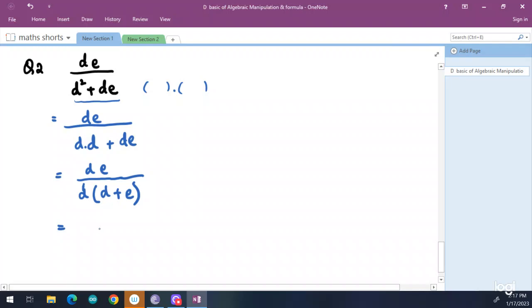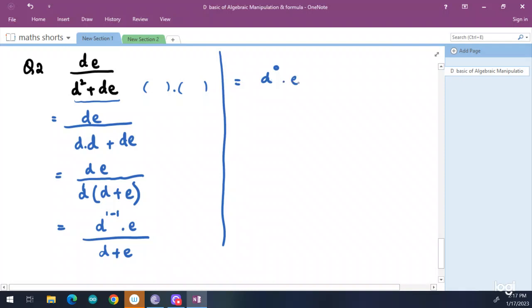So d to the power 1 minus 1, dot e. Dot e means that it's multiplying. D plus e. This becomes d to the power 0, and I told you that when the power is 0, the answer is 1. So it becomes 1 dot e over d plus e. Here is e over d plus e. Okay, this is the answer.